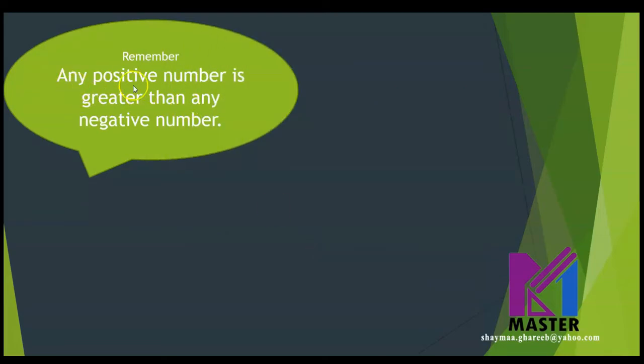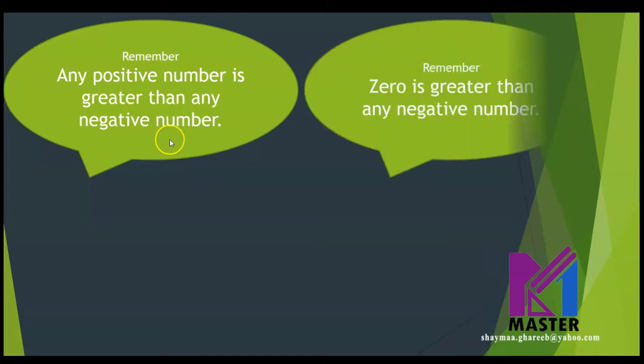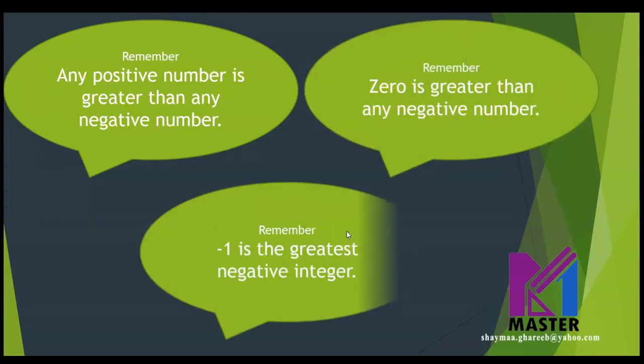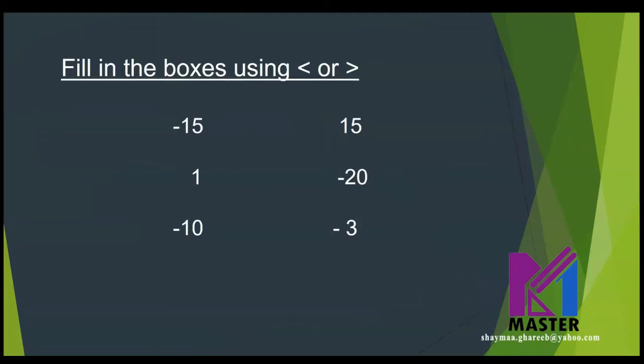Now remember that any positive number is greater than any negative number, and the 0 is greater than any negative number. And -1 is the greatest negative integer. Is this clear? This information is really important to know, so please keep it in mind.